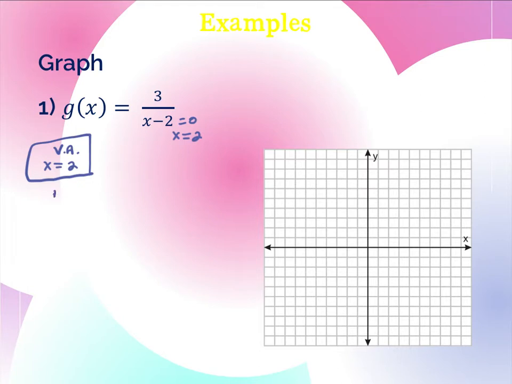Then I go to horizontal asymptotes. What's the highest exponent in the numerator? 0. What's the highest exponent in the denominator? 1. So what happens when the numerator is less than the denominator? y equals 0. If it was the other way around, it could have a slant, which means the top has to be bigger.